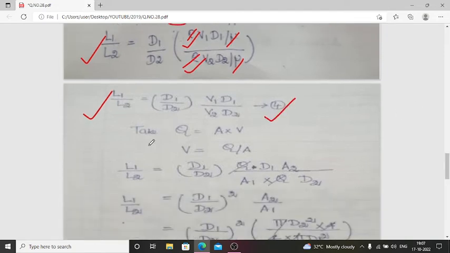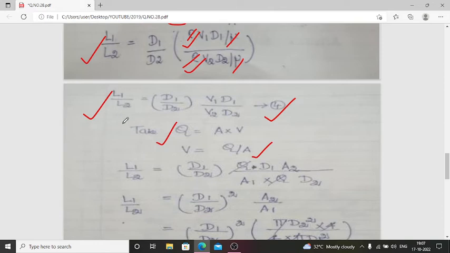So we know the formula for volumetric flow rate. In our problem, for pipe 1 and pipe 2 the volumetric flow rates are the same. Q1 is equal to Q2 is equal to capital Q. So the Q formula is area into velocity. This is volumetric flow rate. So from that, V is equal to capital Q by A. This is the velocity formula.